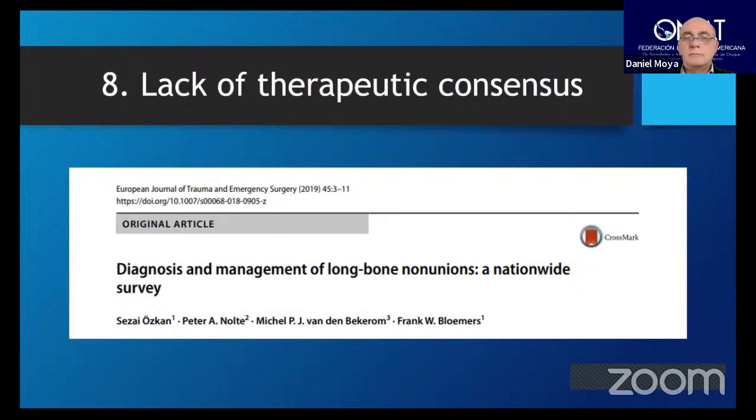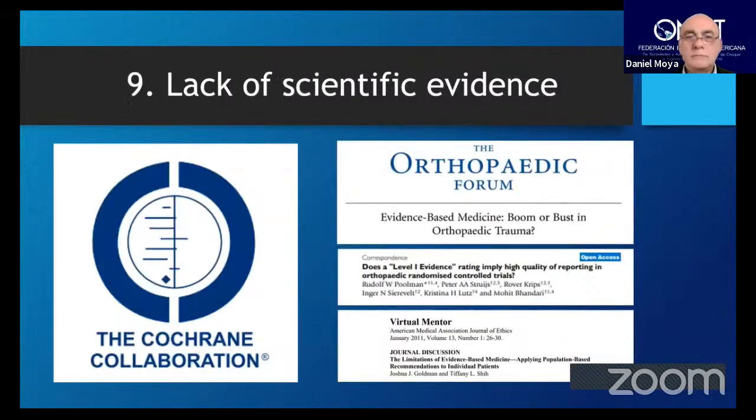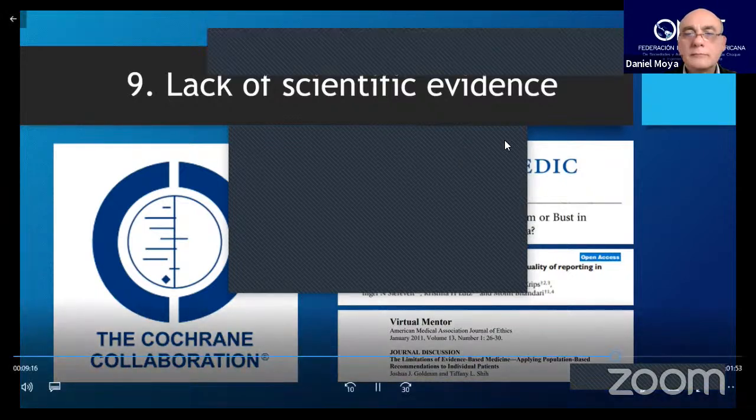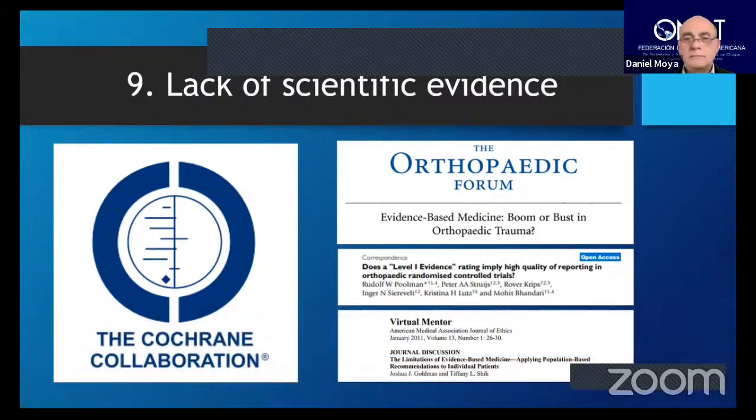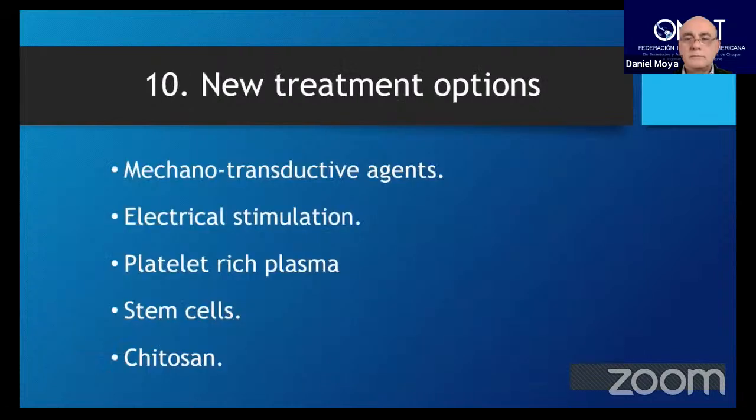Not surprisingly, there is also a lack of therapeutic consensus. It is very difficult, in the face of so many variables, to have homogeneous populations to draw conclusions. Therefore, there are no concrete recommendations supported by evidence-based medicine for any therapeutic procedure in the treatment of non-unions. This is why some wonder if the rise or fall of evidence-based medicine in relation to orthopedic trauma is really taking place. New treatment options have emerged at varying degrees of development.